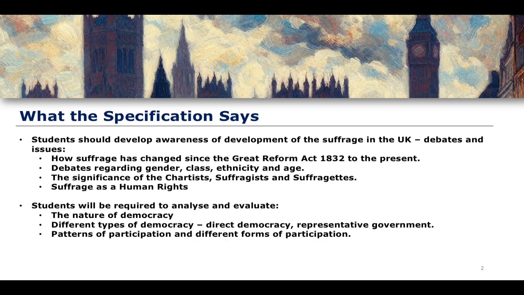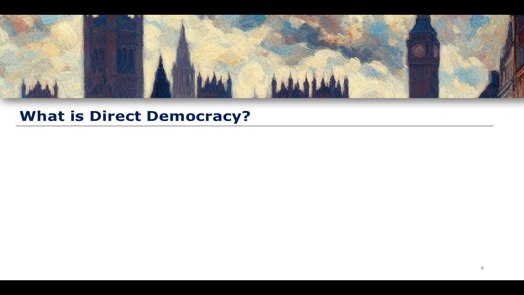This is the specification for the AQA A-level politics on the subject of democracy and participation. And fundamentally then, the first question that we're going to ask is, what actually is direct democracy, and then how does direct democracy work, before focusing on the advantages and disadvantages of this particular political system.